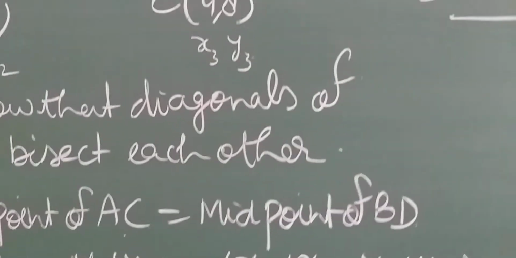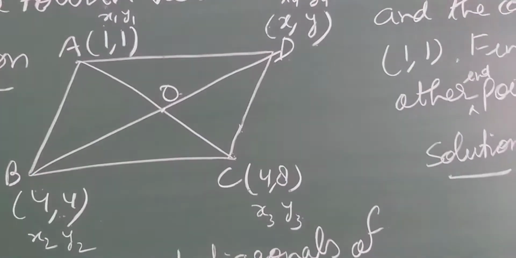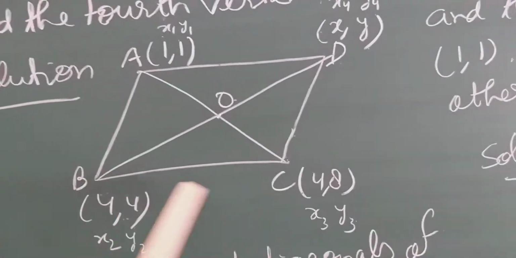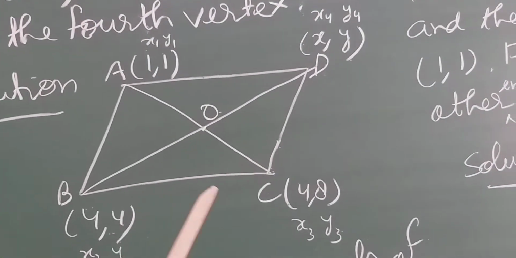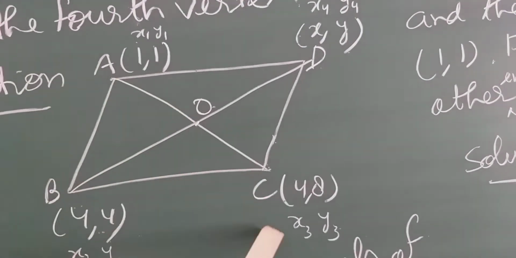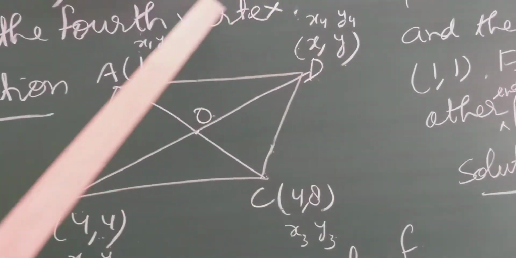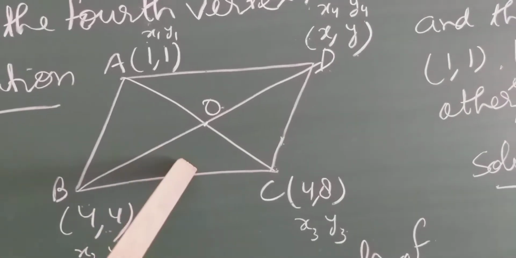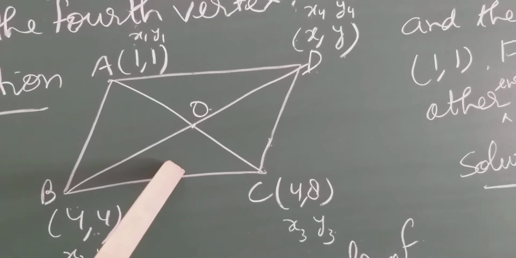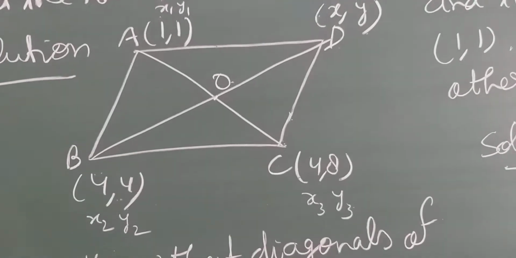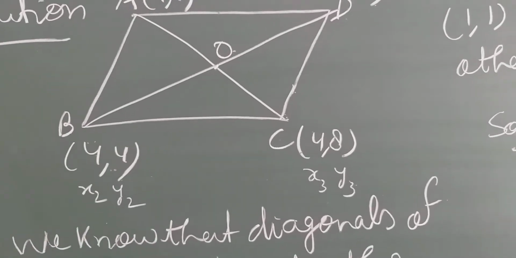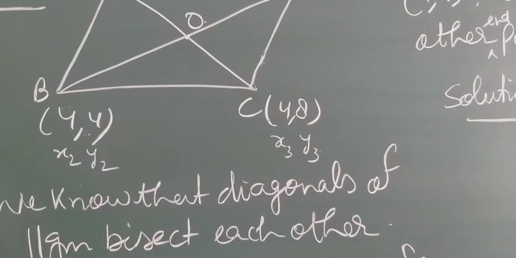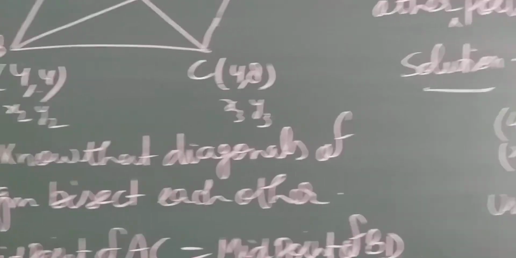Okay, students. So always remember, when some vertices of a parallelogram are given and the question asks about the values of x and y, then we have to solve the question of the parallelogram for unknown values by the section formula or by the midpoint formula.